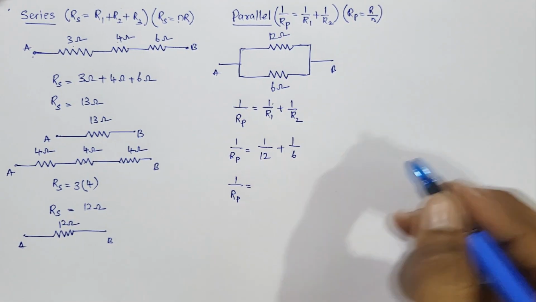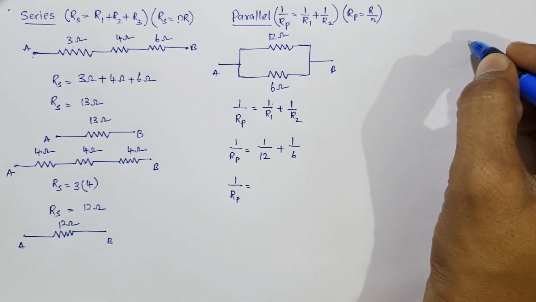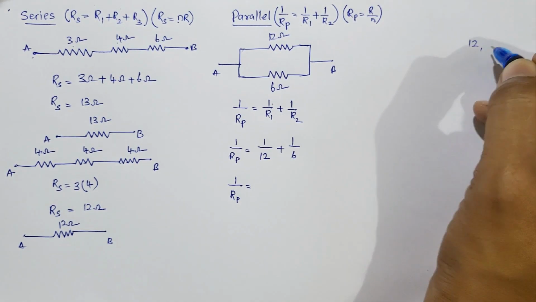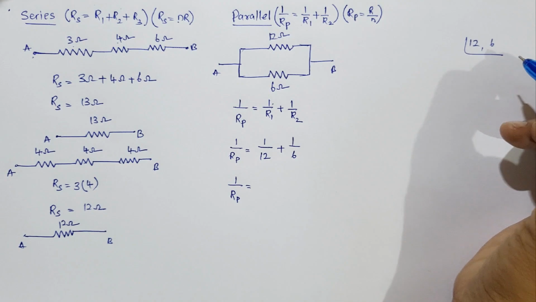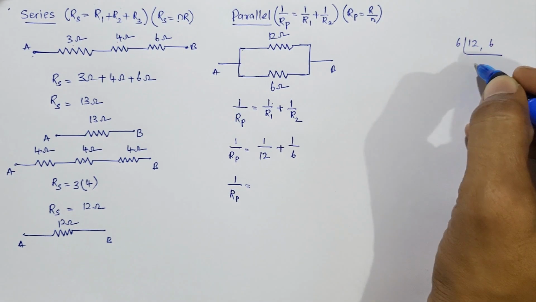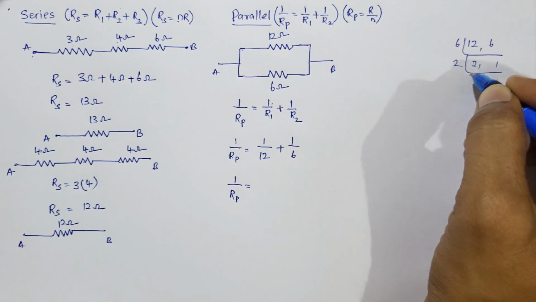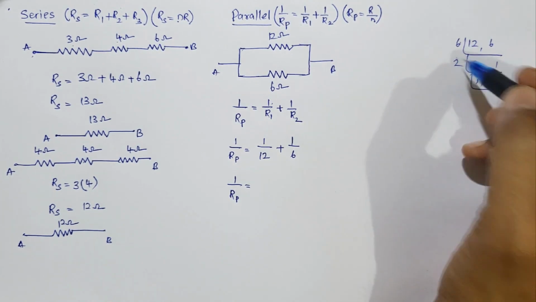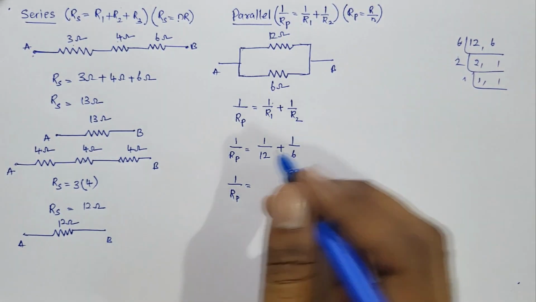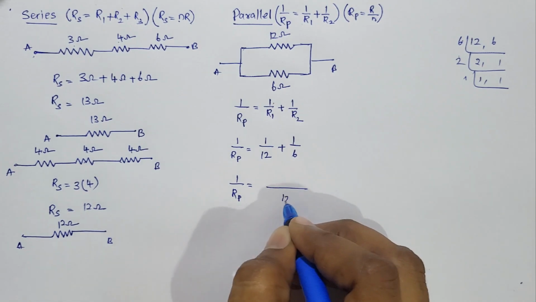Let us take it now. 12 comma 6, with what shall we do? 6 2s are 12, 6 1s are 6. What is remaining? 2, 1 comma 1. So what is the LCM now? 6 into 2 into 1, 12. Correct? So the LCM is 12.